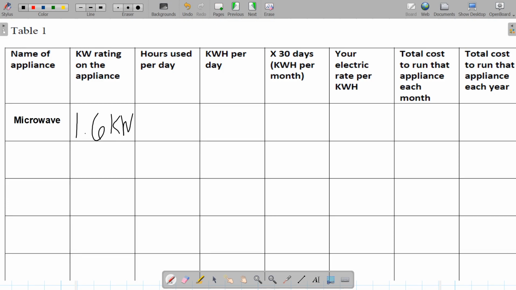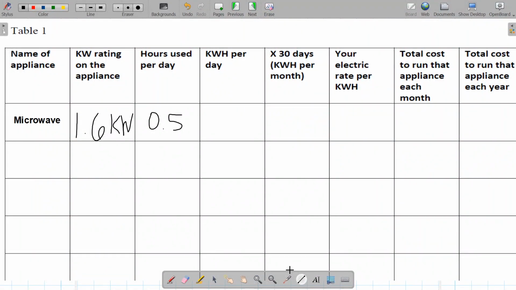And I would say that my family, on average, we use the microwave about 30 minutes per day. So, just give me an estimate number here. So 30 minutes per day, that's equal to half an hour. So I'm going to put 0.5 there because we use our microwave for half an hour of a day. In other words, 30 minutes a day.